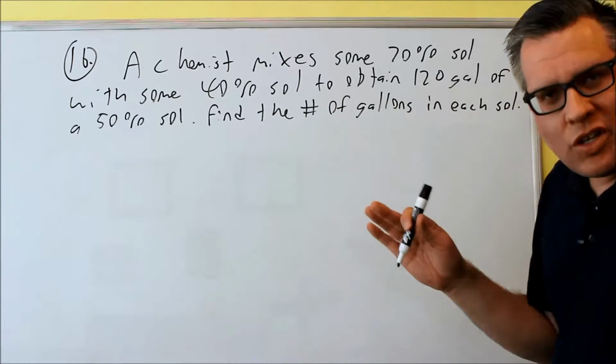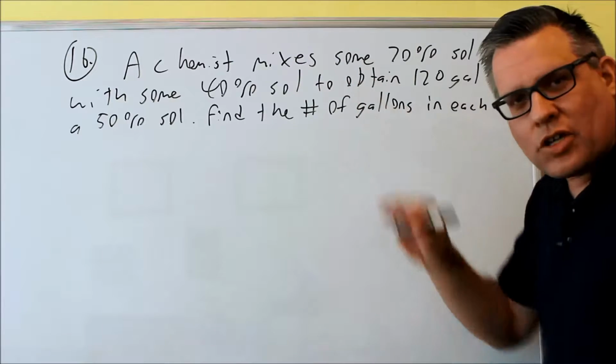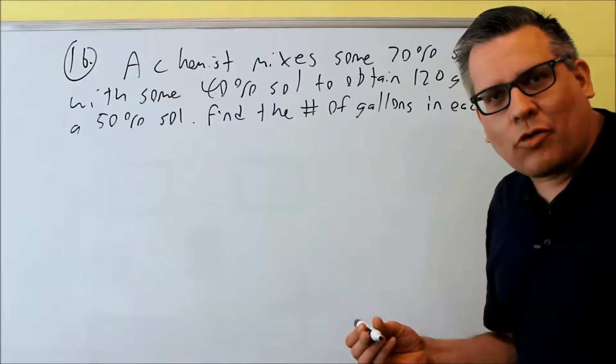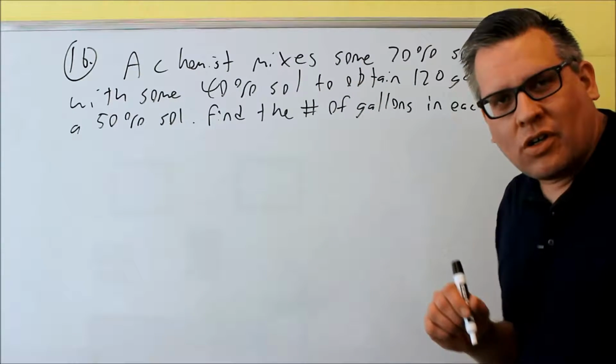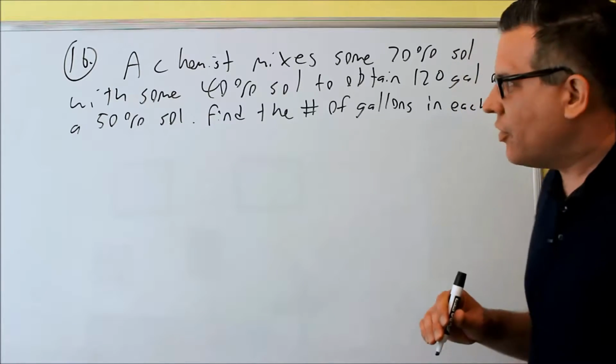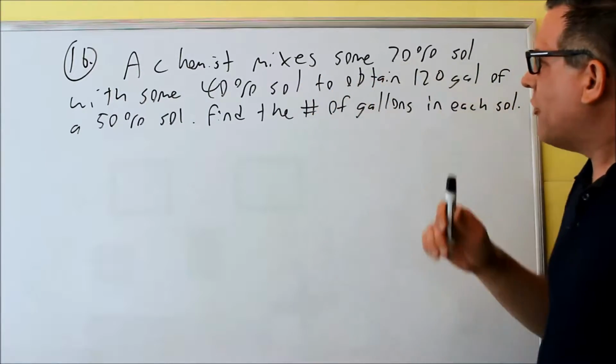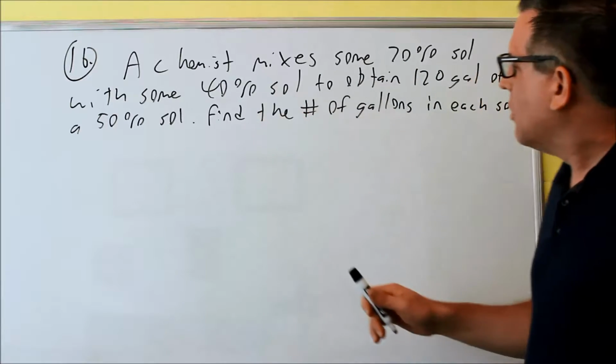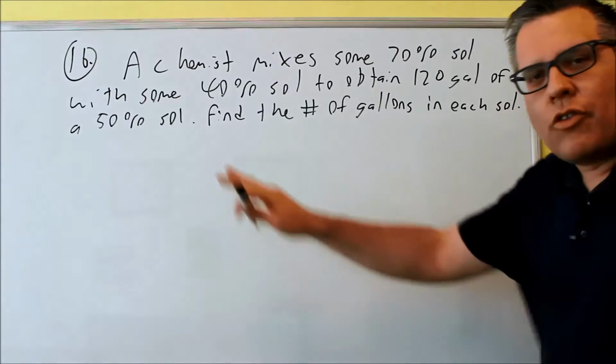Now these kinds of problems that deal with mixtures and have a lot of information in them, I like to set up a table for these because it helps to organize all the information better, and it's going to help you actually come up with the equations for this. So, a chemist mixes some 70% solution and 40% to obtain 120 gallons of a 50%.